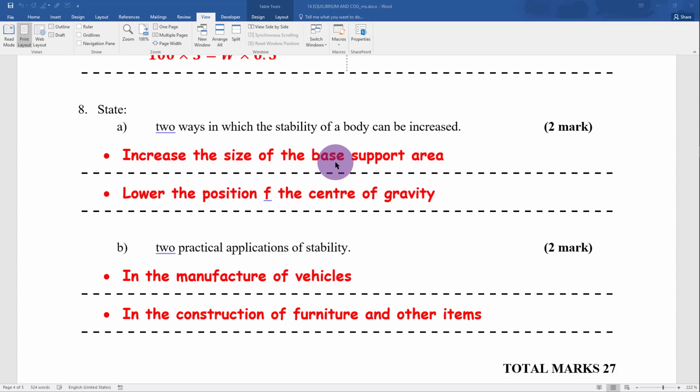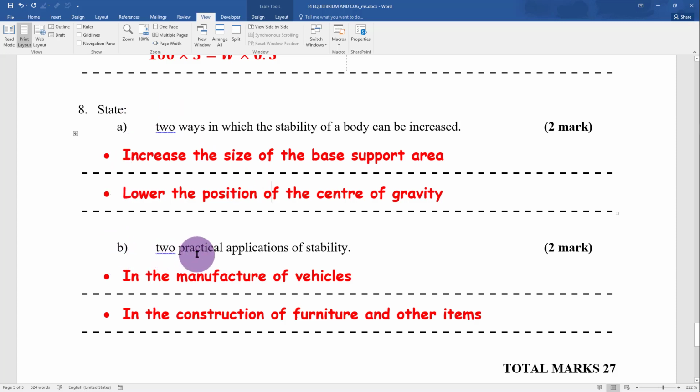It is wrong to call it the surface area. And at the same time, when you're talking about the other point, lowering the position of the center of gravity, don't say that you are increasing the center of gravity of the object. That does not make much sense. Of course, here there is a typing error. Let me just correct that. So those are the two ways of increasing the stability of an object.